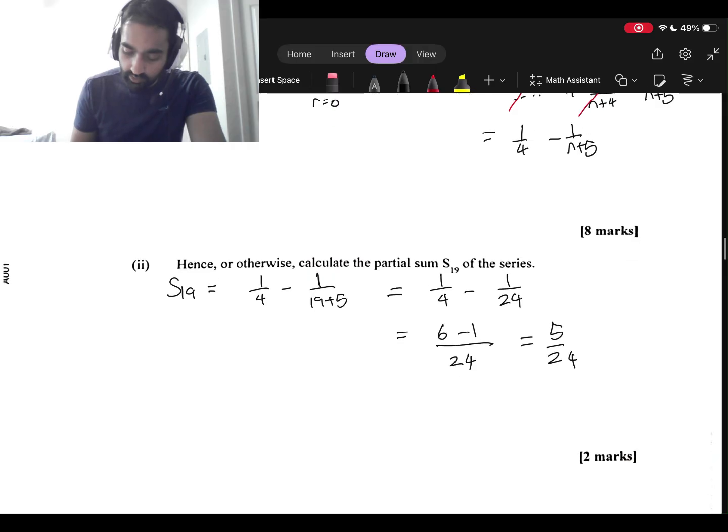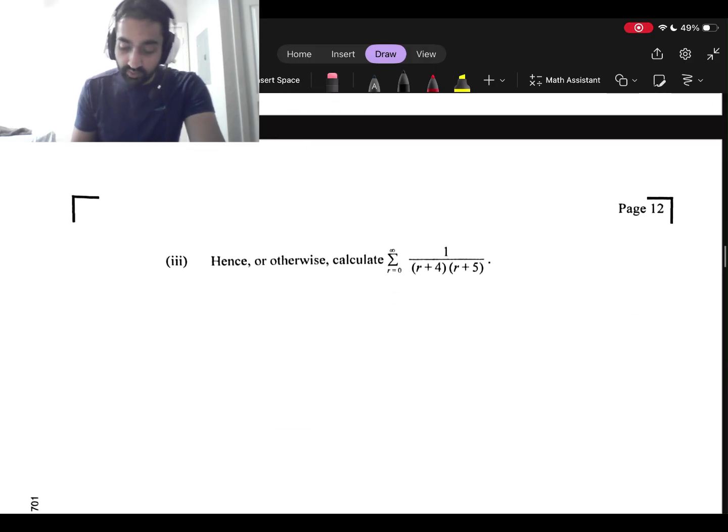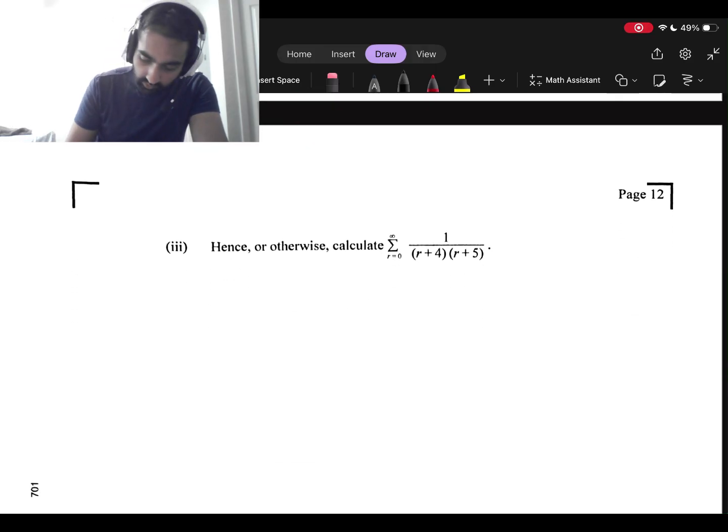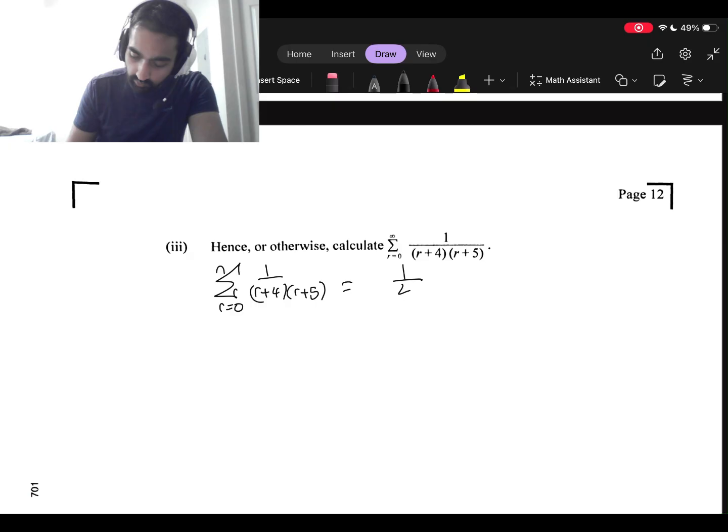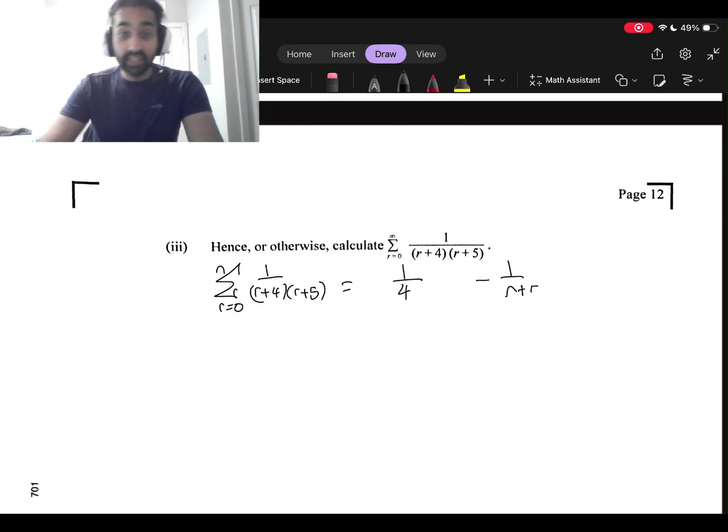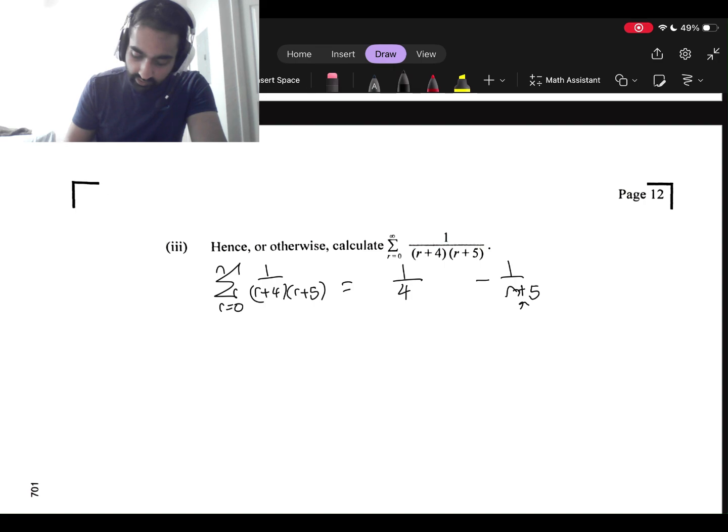Okay, and then the last thing is hence or otherwise, find the sum to infinity. So let's say sum r equals 0 to n, 1 over r plus 4 times r plus 5 is equal to 1 over 4 minus 1 over n plus 5. Now, as n goes to infinity, what you have to realize is that this n plus 5 gets really big. So 1 over n plus 5 gets really small. So we say as n goes to infinity, 1 over n plus 5 will just go to 0.